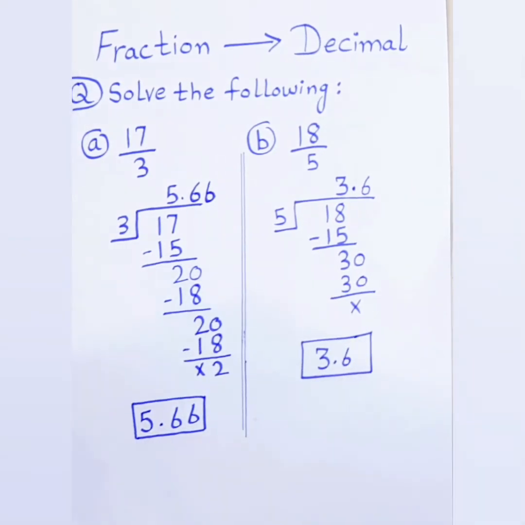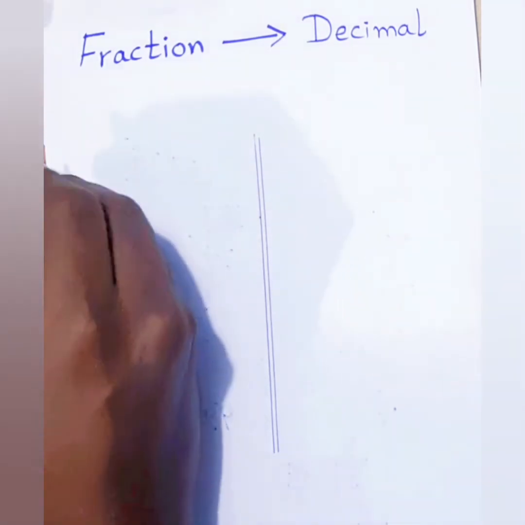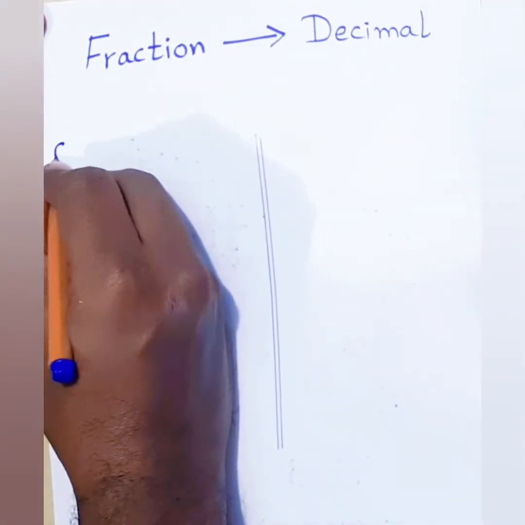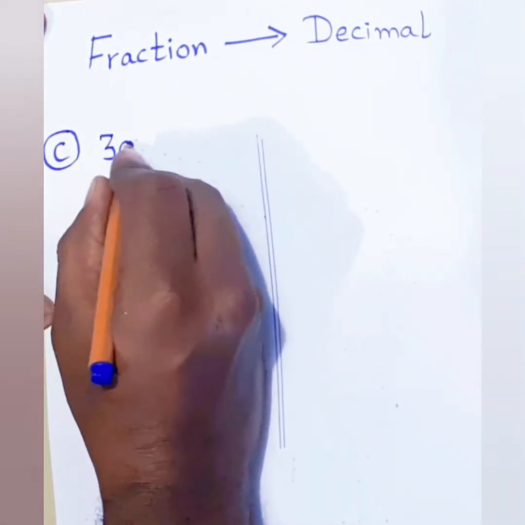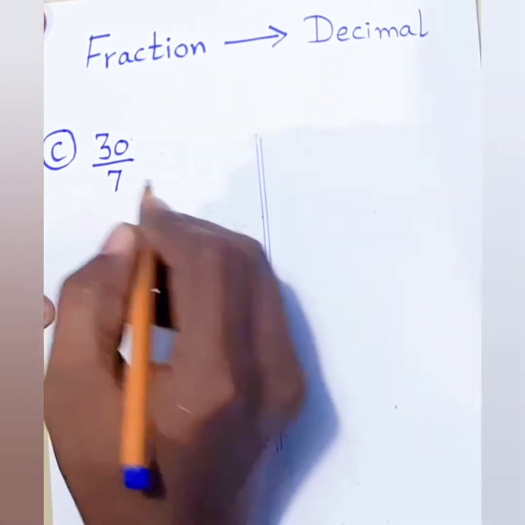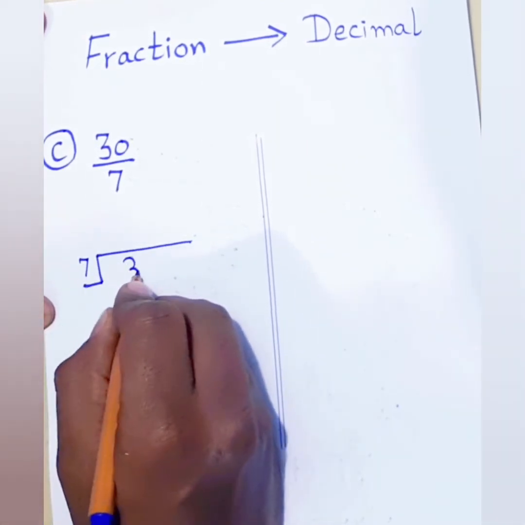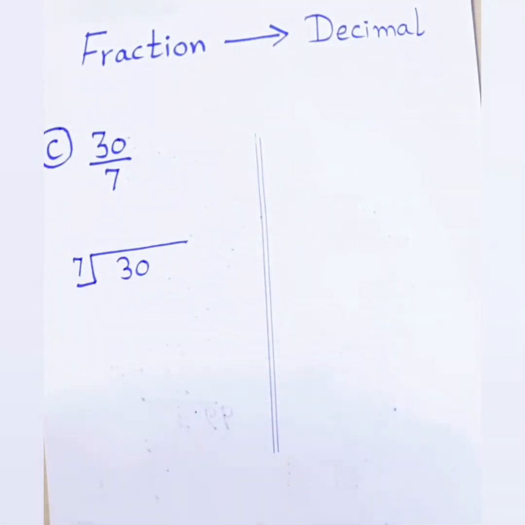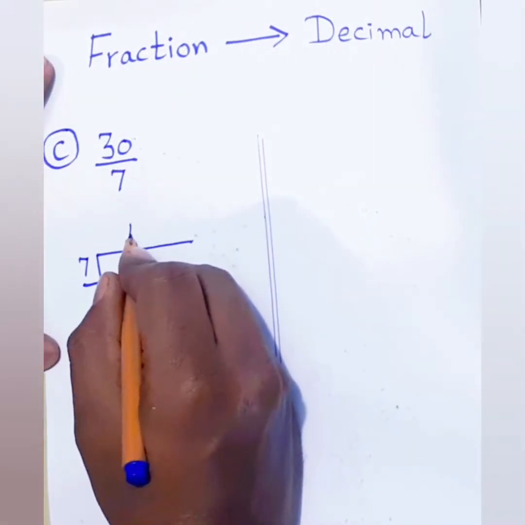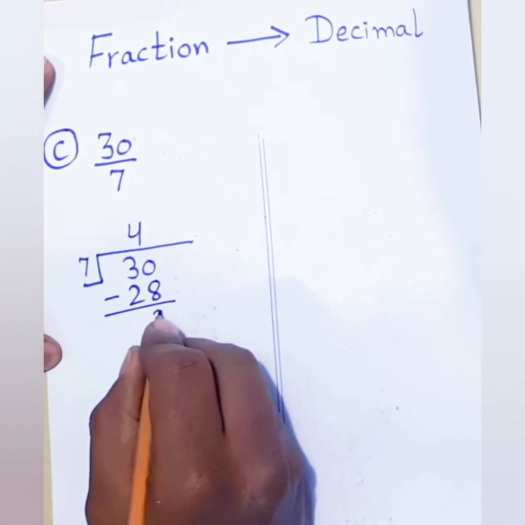So I hope you understand this question. Moving towards part C. So the question for part C is again very easy, which is 30 upon 7. So again we have to do this. 7 should be the divisor, 30 should be the dividend. Again we are reading the table. 7 ones are 7, 7 twos are 14, 7 threes are 21, 7 fours are 28. So 4 7s are 28. If we subtract this, the answer will be 2.